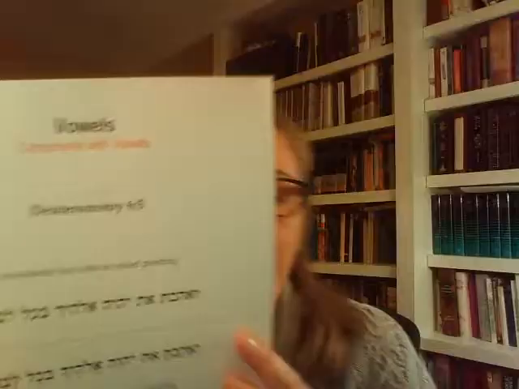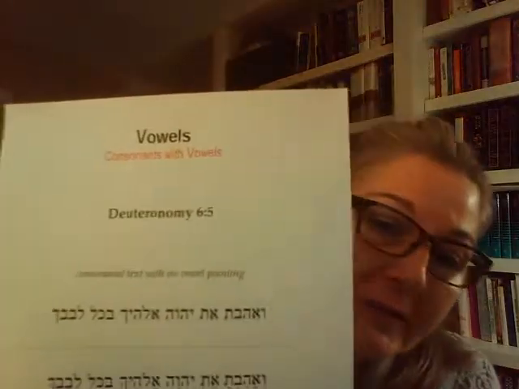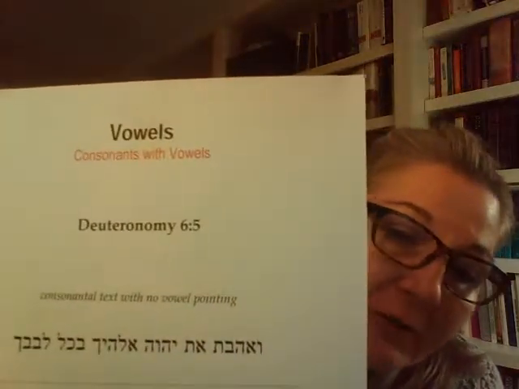Hello again, and welcome to our second session of Hebrew. Actually, this is the second session of week one. In this session, we're going to look at vowels. I have here in front of me a sheet that shows you what Deuteronomy 6:5 would look like.